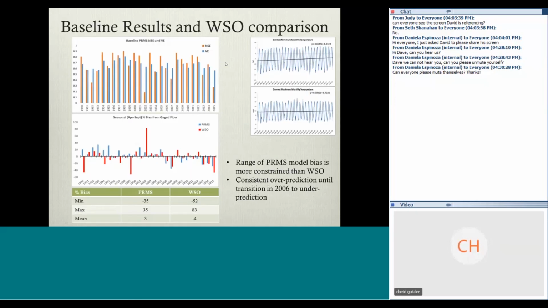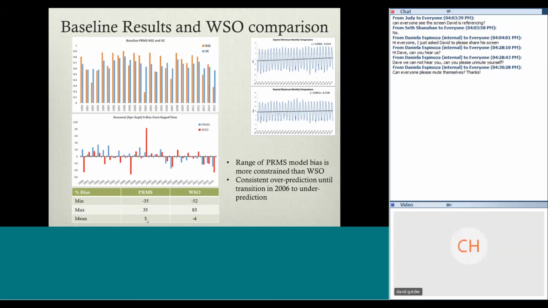And so some of the results from PRMS compared to the water supply outlooks: overall, annually, you can see that the model has a pretty good fit to gauged observations, fairly high Nash-Sutcliffe and volumetric efficiency metrics. When we compare this to the water supply outlooks, you can see that the range of PRMS simulated flow is much more constrained than the water supply outlook.